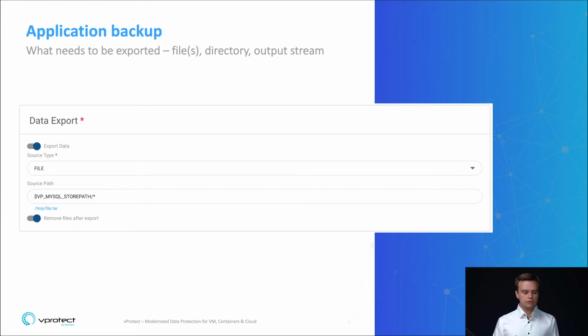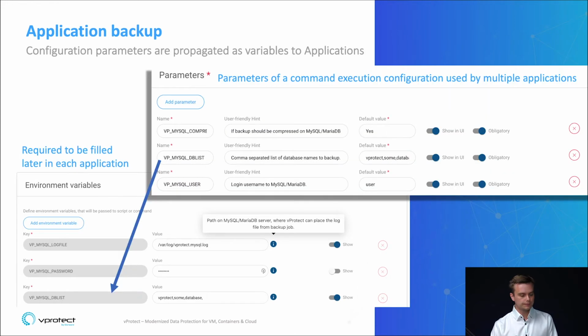You can also optionally say if you would like to export data. Sometimes you can treat vProtect just as a scheduler, so you can disable data export altogether. And here is an example where the defined parameters can later be propagated to the actual definition as environment variables. So the same script with a specific set of parameters, and later you just fill in the values for the environment variables, and during the actual backup, these will be propagated to your scripts or commands.